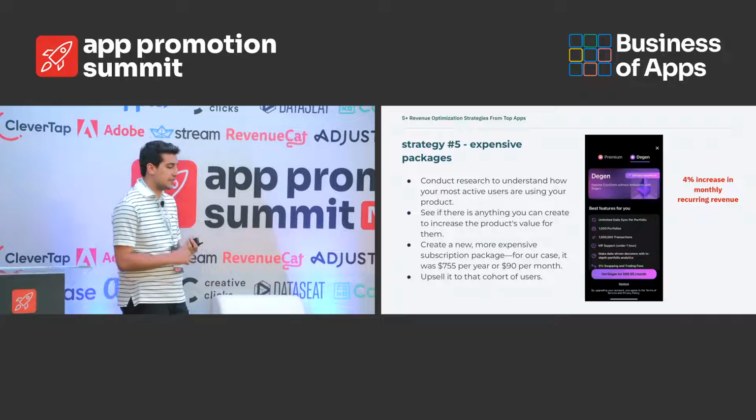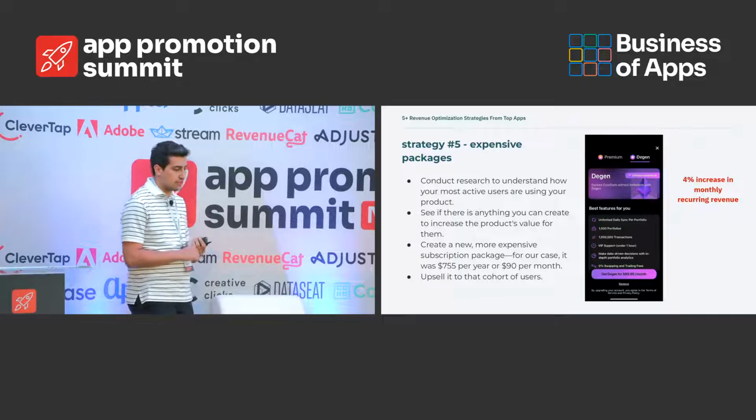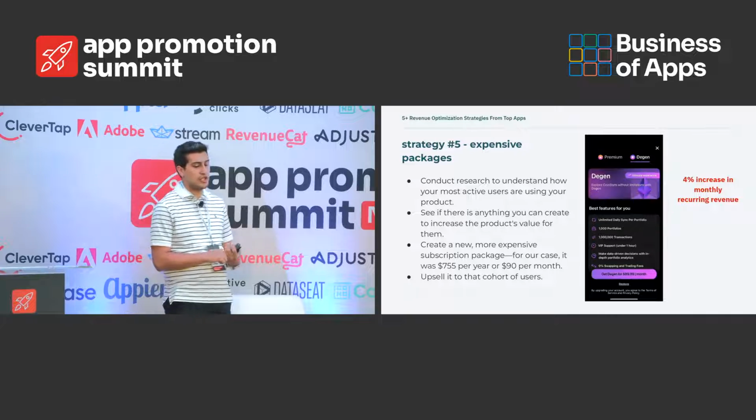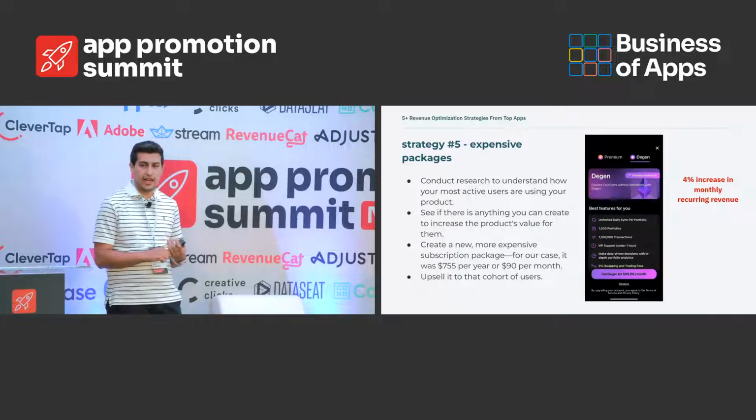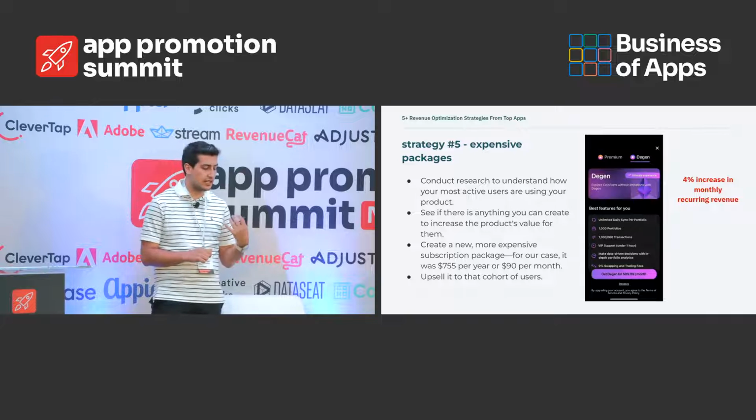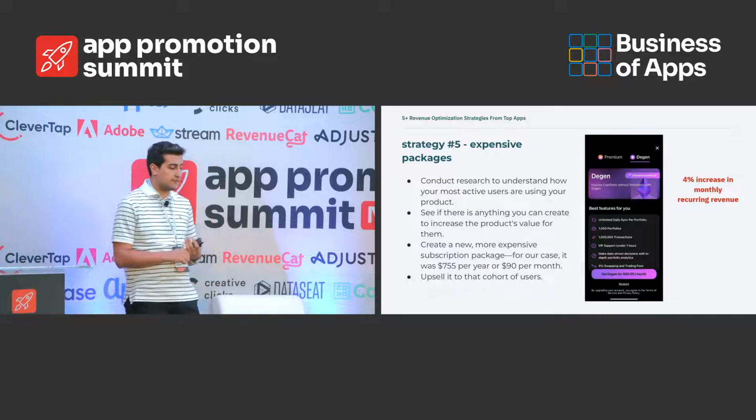And this is a new subscription package that we introduced for CoinStats. It's called DGen. It's very expensive. It costs $755 per year and $90 per month.